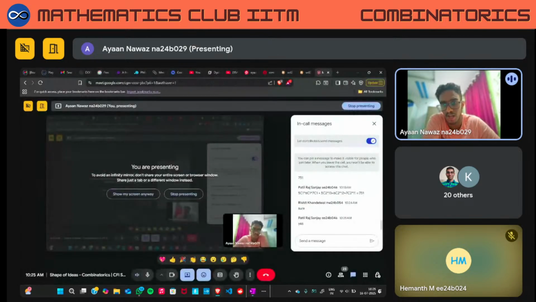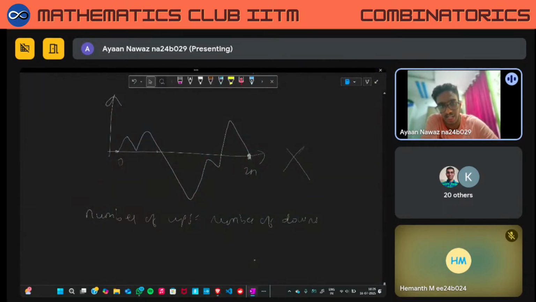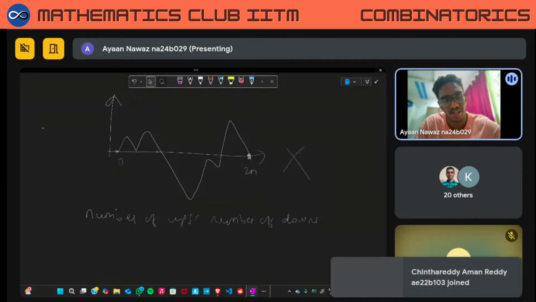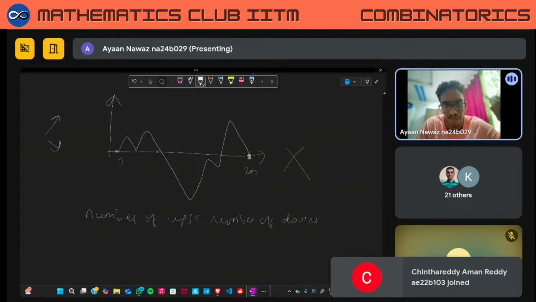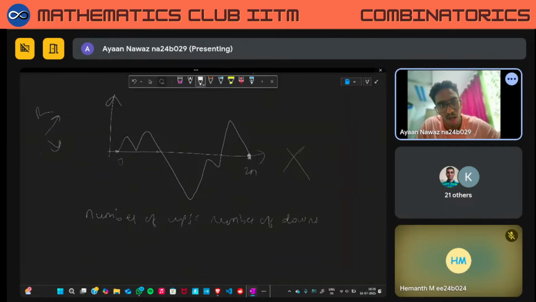You can tell me your answer in the chat. How many paths from 0 to 2n? In such paths, not Dyck paths, just such paths, in which you can go only up or down. I'm not considering the constraint that we have to not go below the x-axis. That is not considered. Only you have to go up and down. How many such paths can be there?